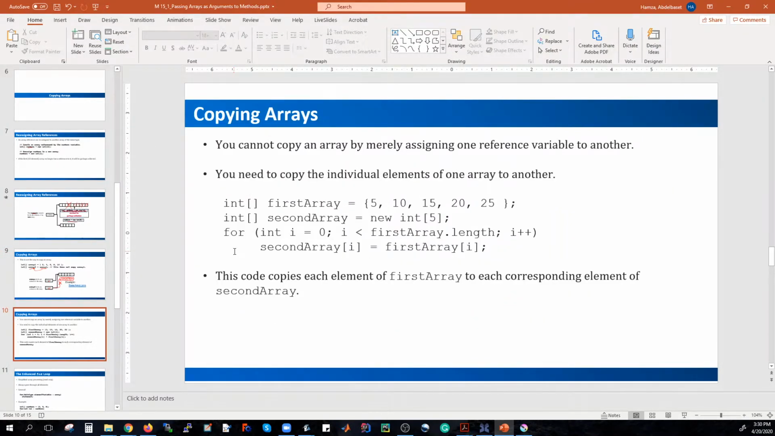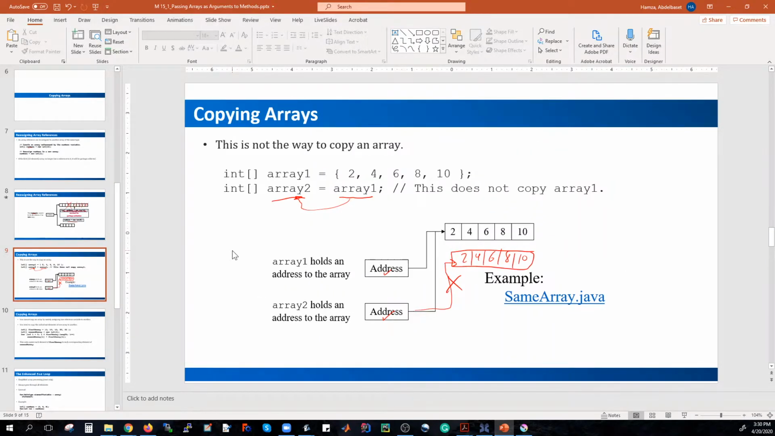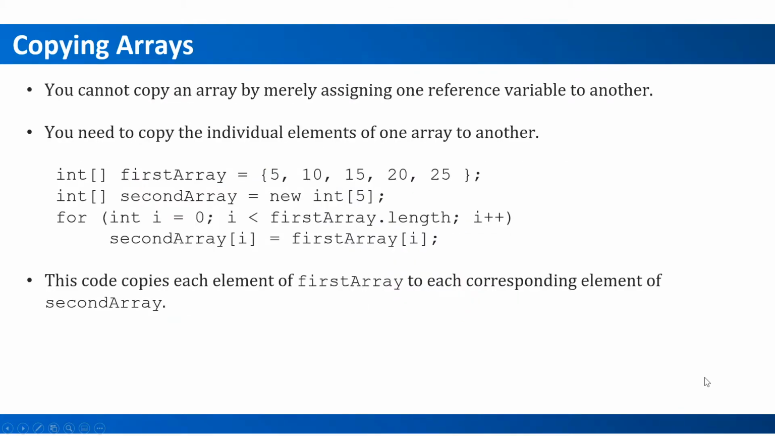The next thing we want to do is how to properly copy an array. All right, to copy an array, you will need to do it manually. You will need to copy element by element from array 1 to array 2. All right, so that is how you will copy. So this is how you would do it.